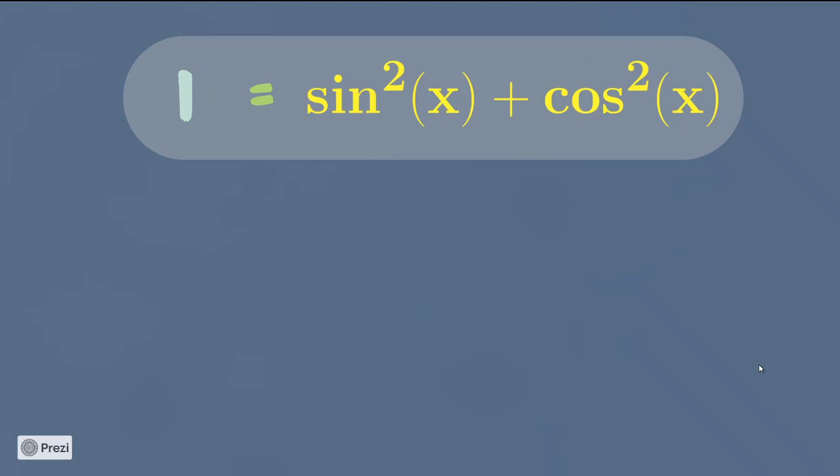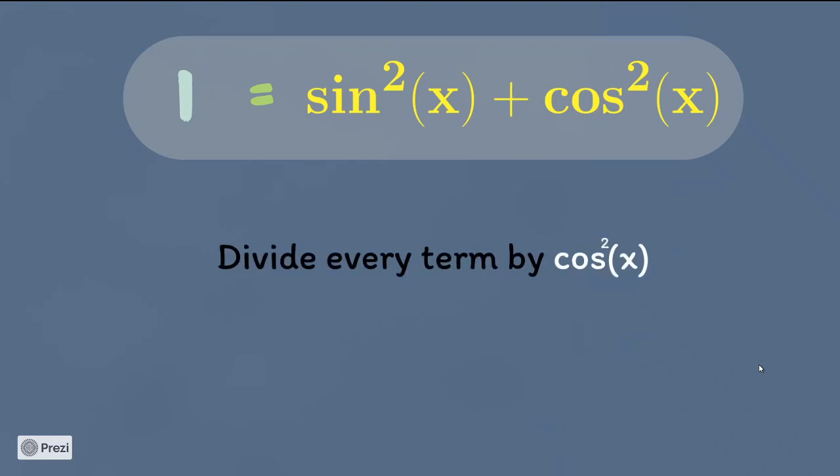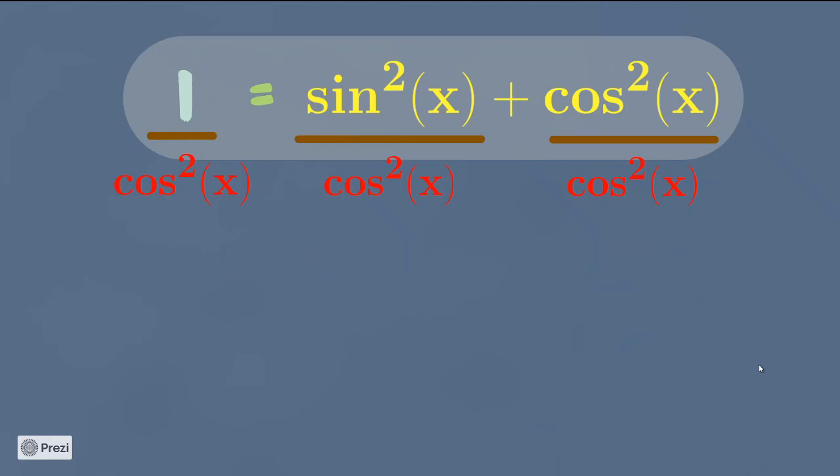Now what I'm going to do is divide every term by cos square of x. Every term I'm dividing by cos square of x. It will not change the value, right? Because I'm dividing every term by the same thing. Now what will be the answer? 1 by cos square of x will be sec square of x. 1 by cos is sec, so the square of that is sec square of x.